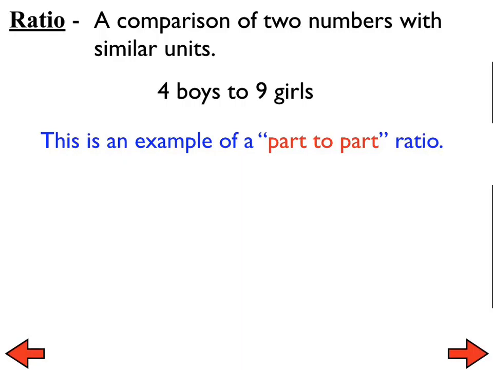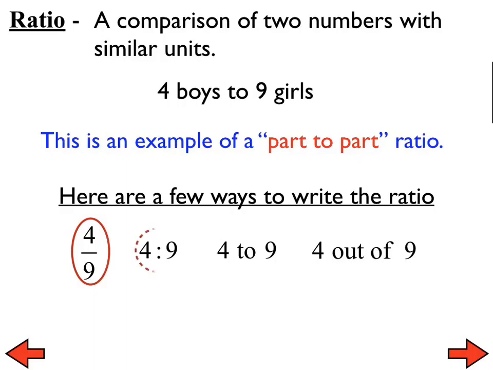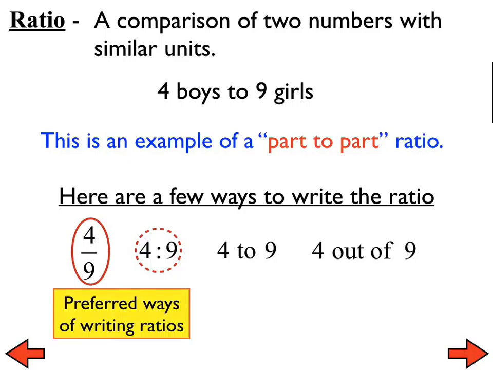Part to part. And there's a few ways to write ratios. Go ahead and list all four of these. You can write it as a fraction, 4/9, 4:9, 4 to 9, or 4 over 9. Go ahead and write those four ways down. There are two preferred ways that we are going to be practicing. So go ahead and circle these two, 4/9 and 4:9. You're going to see a lot of ratios written this way. So that's what we're going to practice.